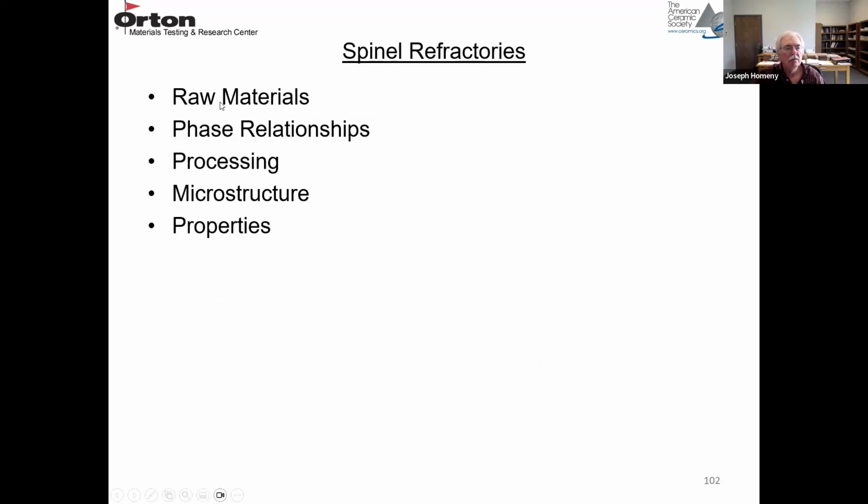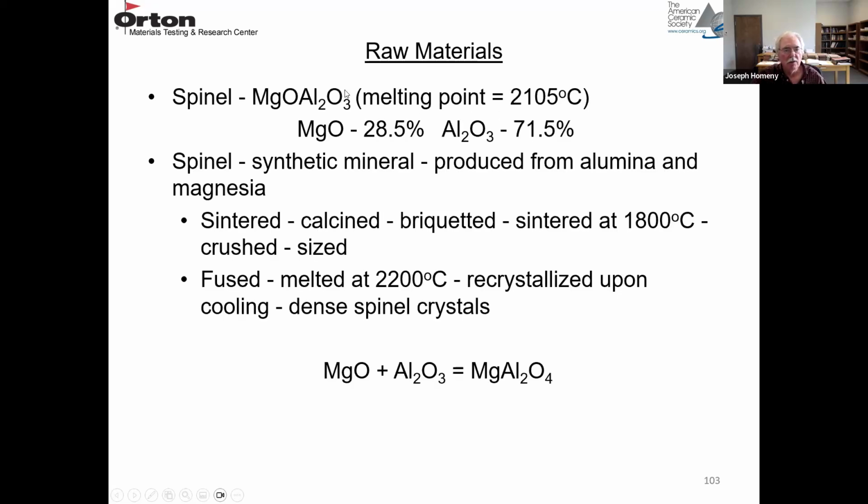And then spinel refractories, again, raw materials, phase diagrams, processing, microstructure, and properties. These spinel refractories are based on MgO and alumina. It has the spinel crystal, but it's actually the spinel mineral. These are replacing the spinels that have the chrome oxide in them because they're safe. They're not carcinogenic, as happens when you form the +6 chrome.